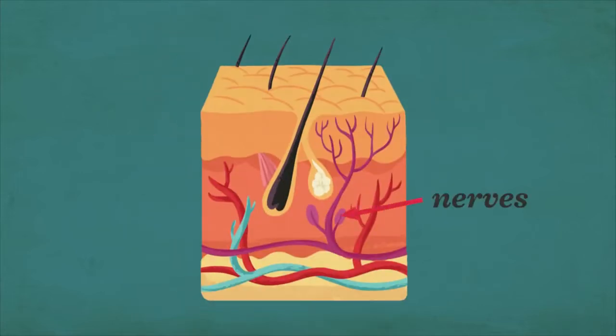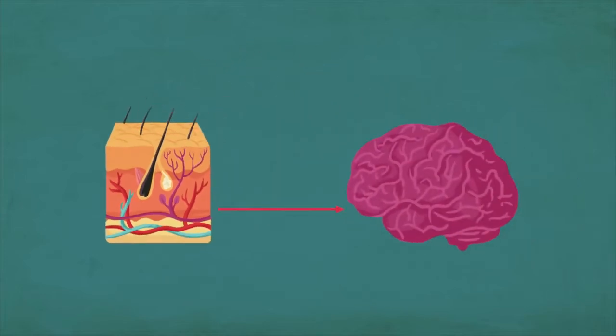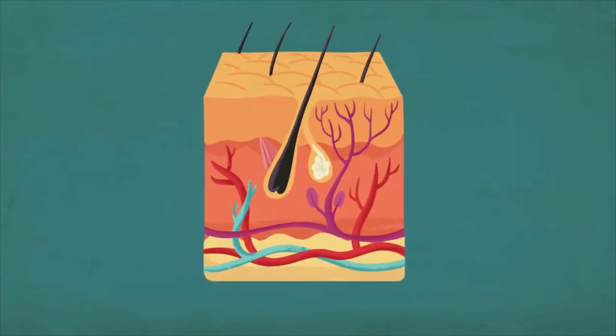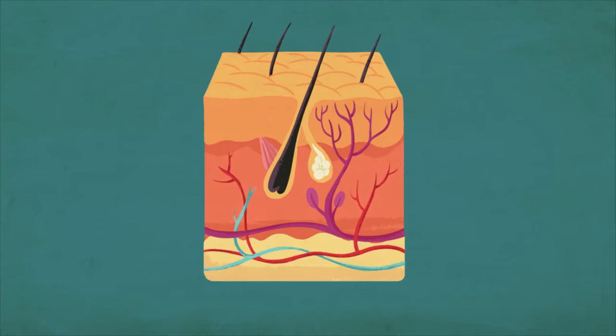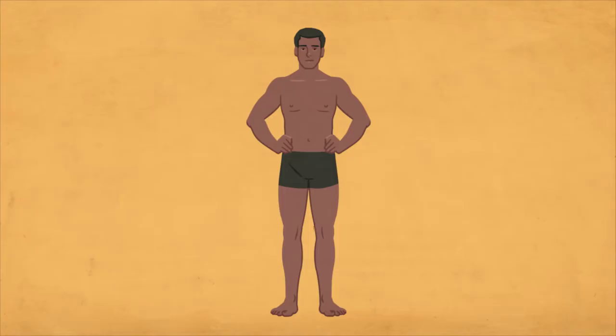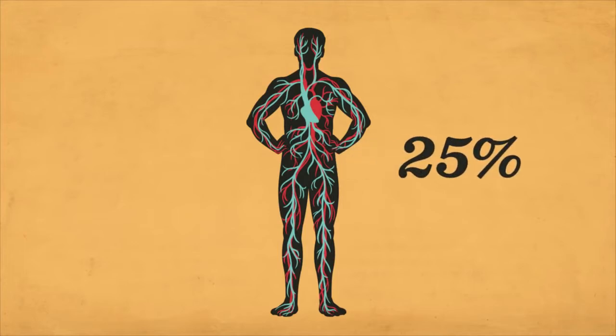Nerves detect whether your skin is warm or cold and communicate that information to your brain. In return, the brain instructs localized blood vessels to either expand if the body is too warm, releasing heat from the blood through the skin, or to constrict if the body is cold, which retains heat. At any given time, up to 25% of the body's blood is circulating through the dermis, making this process extremely efficient.